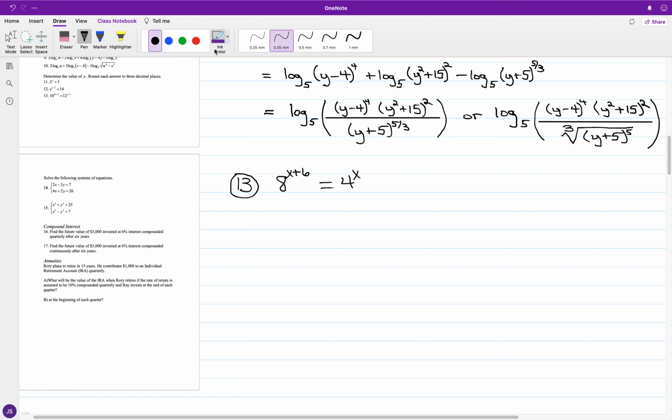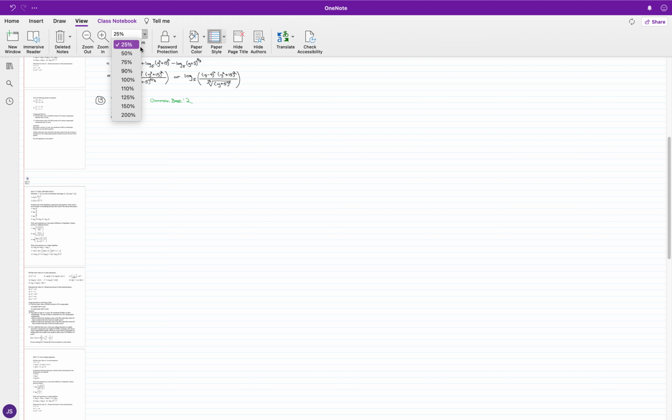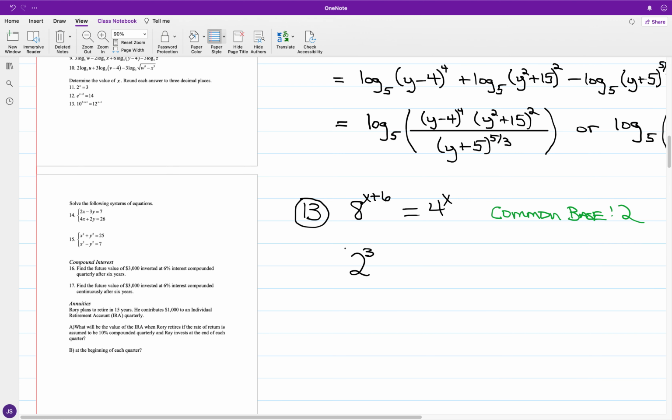Now in terms of a common base, 8 is a multiple of 4, but it is not an integer power of 4. Once again, with a common base, it'll be that number which will multiply itself into both 4 and 8. And again, that number is going to be 2. So for 8 to the x plus 6, 8 in terms of base 2 is 2 to the 3rd. For 8 to the x plus 6, we're going to have 2 cubed raised to the x plus 6. And for 4 to the x, 4 is going to be 2 squared, so we have 2 squared to the x.